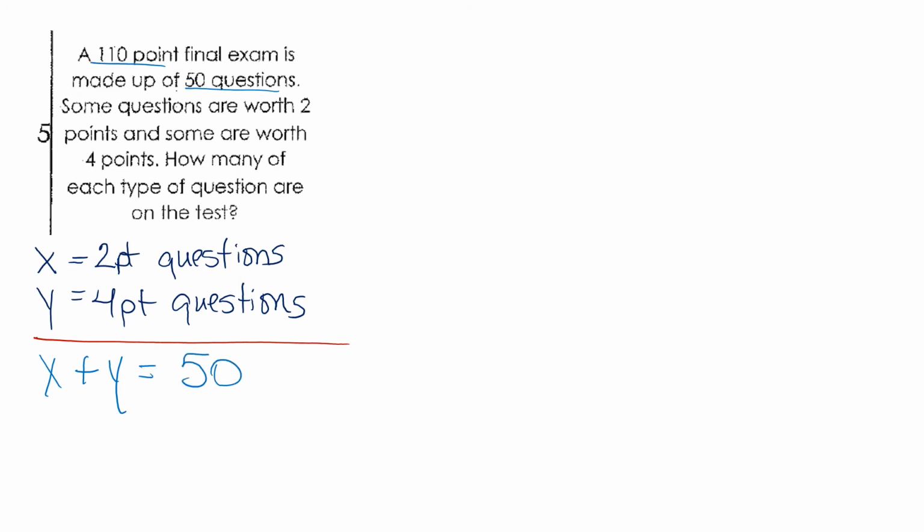Then I have a point value of 110 points. So my 2-point questions, each x is going to be 2x because it's 2 points. Each y would be 4y, and those points need to add up to be 110 points. Once I've got my equations set up in my system, I need to isolate a variable. You can choose to isolate whichever variable on any equation. We're going to isolate the y on the top one.